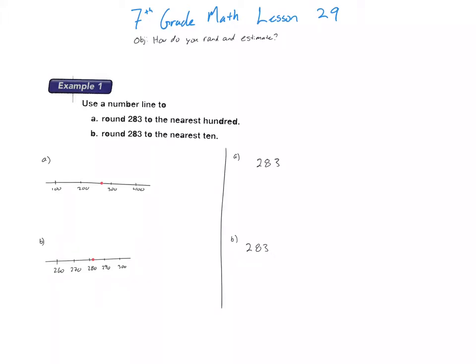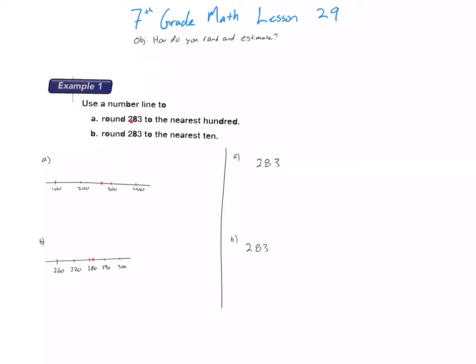This is lesson 29. Our objective is how do you round and estimate, which are really pretty similar things. So let's talk about rounding. There's actually a couple different ways you can round. The first one is to place a number on a number line. And if you have number lines around, that makes it fairly easy. But it's also helpful if you're a visual person.